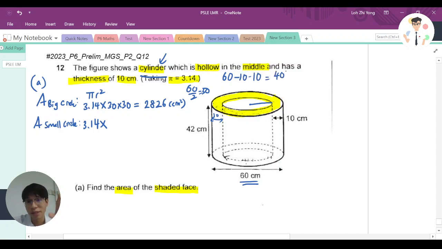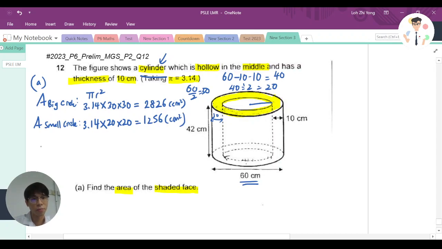Then I know the diameter for the small circle is 40. Then how to find the radius? 40 divided by 2. Very good. 20 here. So pi times 20 times 20, so that would be 1256 in cm squared.